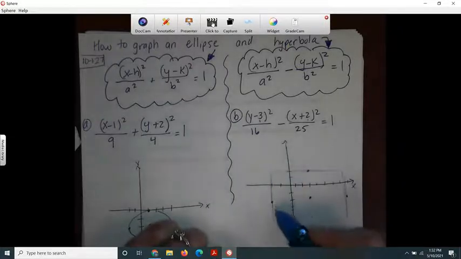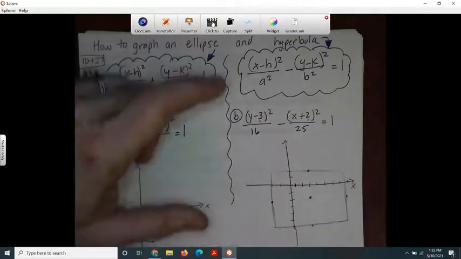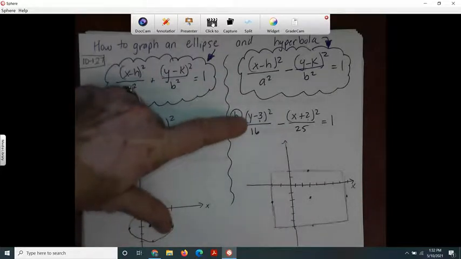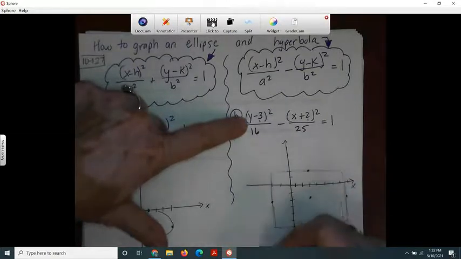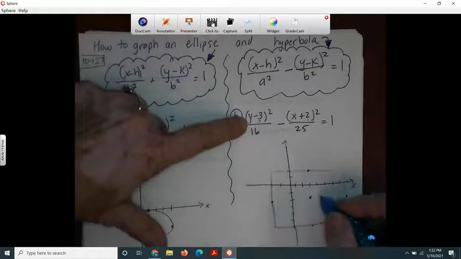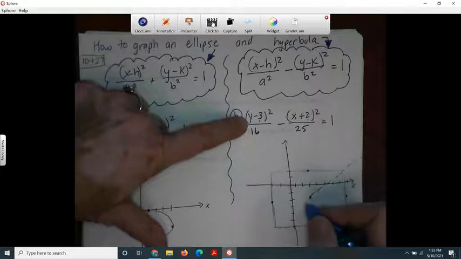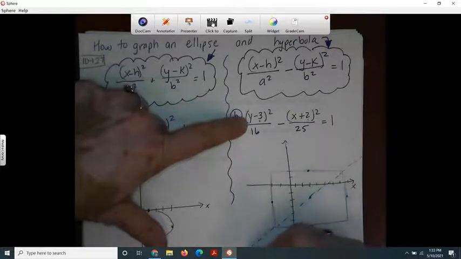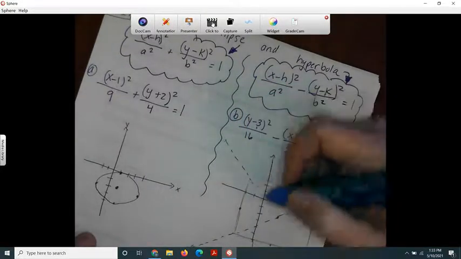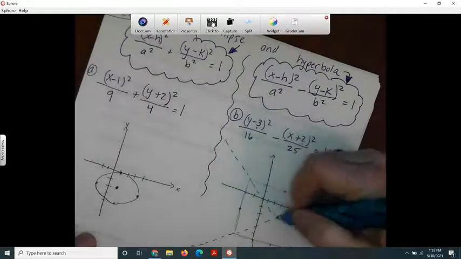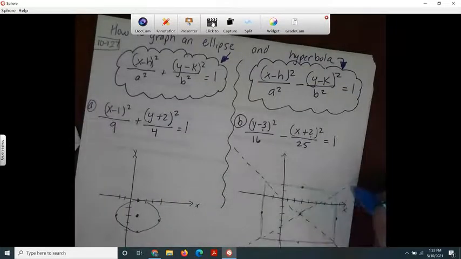And since my y is the one that's first and my x is the one that's second, the dotted lines are still going to go through the center, and they're going to be dotted, not solid, and they're going to go through the corners. But this is going to be an up and down facing hyperbola, I think, instead of the ones that go out to the right and the left. So these are the asymptotes that I just sketched in here.